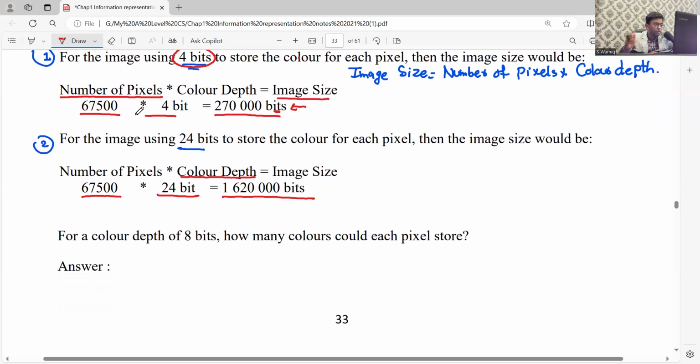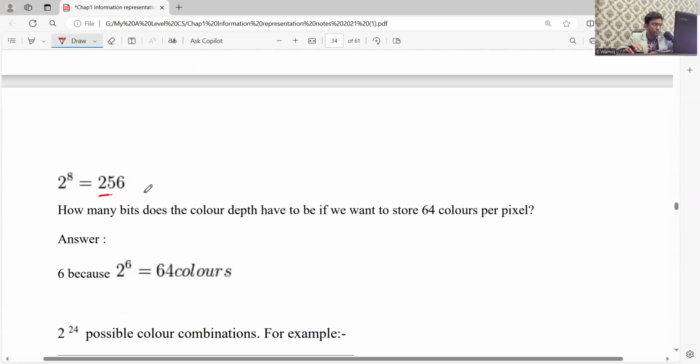So here is another question. It says that for a color depth of 8 bits, how many colors could each pixel store? This is how the exam questions are going to be asked in your paper. So for this, you are simply going to apply the formula that 2 to the power color depth equals the number of colors. So you can easily extract the number of colors, that is 256.